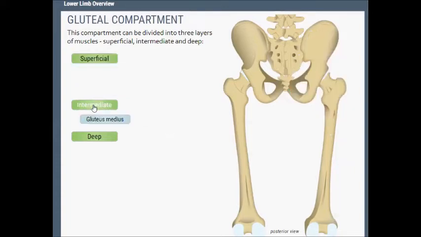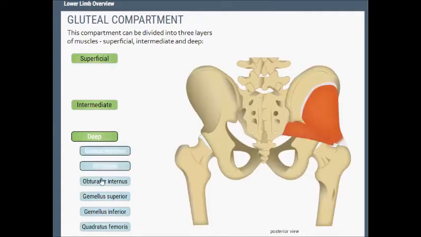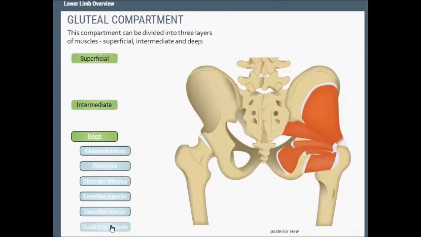Then there is the intermediate compartment, which has only one muscle, gluteus medius. Medius means in between. The size is also in between the maximus and minimus. Then there is a deeper one having many muscles. First one is gluteus minimus, piriformis, obturator internus. Obturator internus covers the obturator foramen, so it is easier to remember. Then there are two gemelli. Gemelli means twin-like. Gemellus superior, gemellus inferior, and then quadratus femoris.